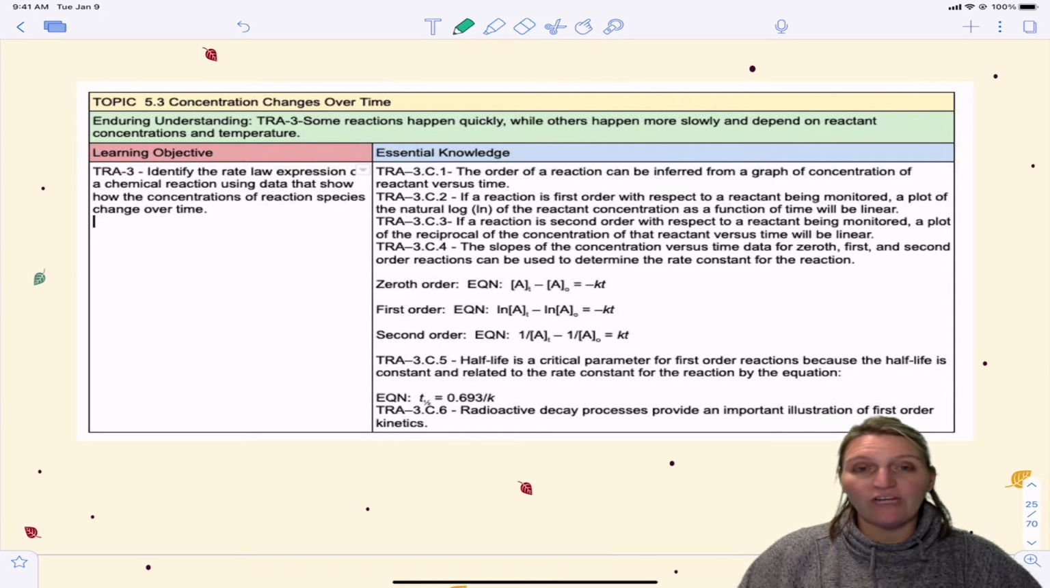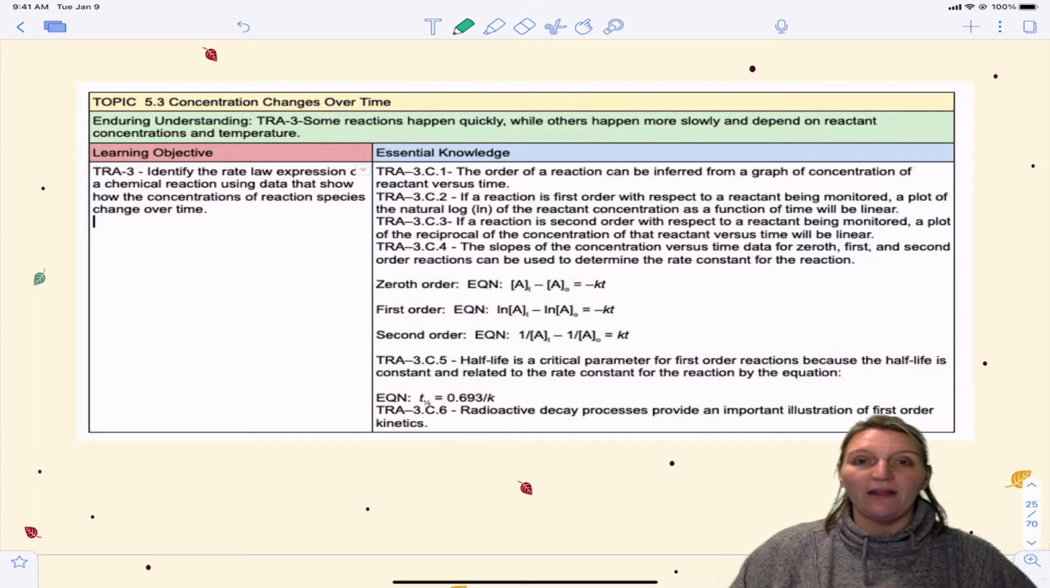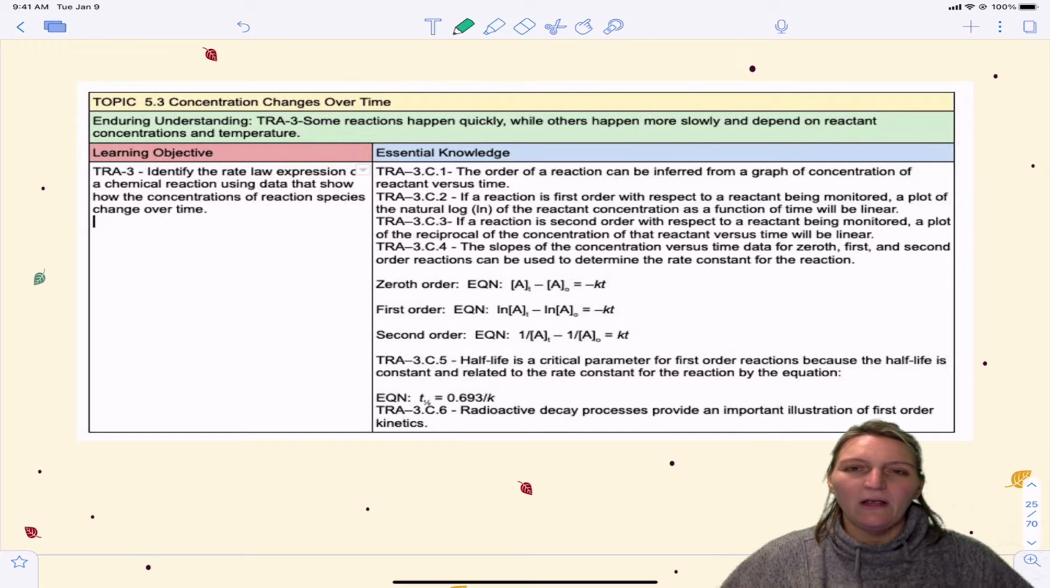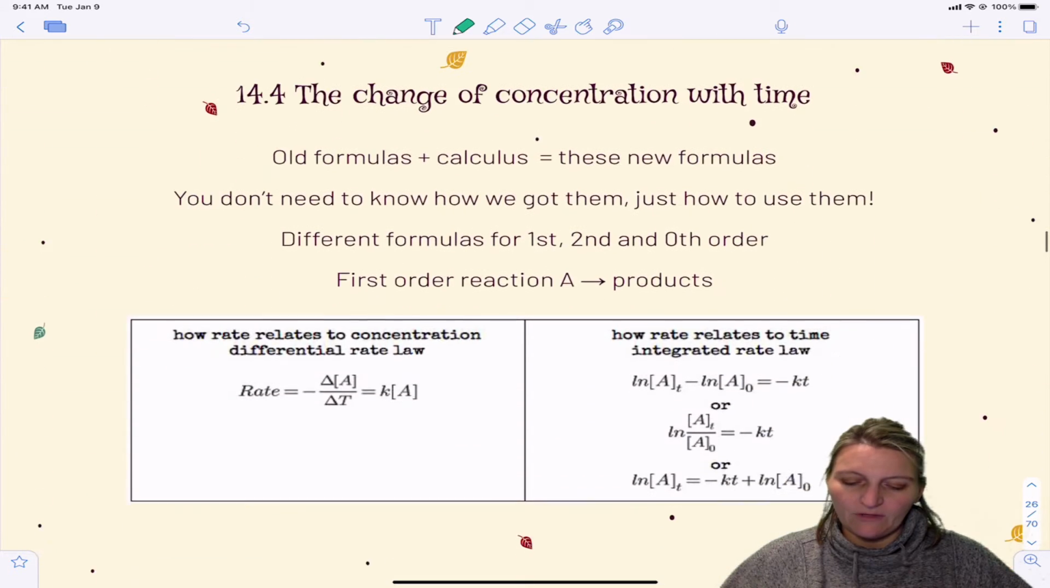So 5.3, the concentration changes over time. This is a learning objective that has lots of math in it. If you look at the essential knowledge, you're going to see a decent amount of formulas. Many of those formulas are on the formula sheet that you will get on the AP chemistry exam. So have that formula sheet handy, because we will refer to it from time to time.